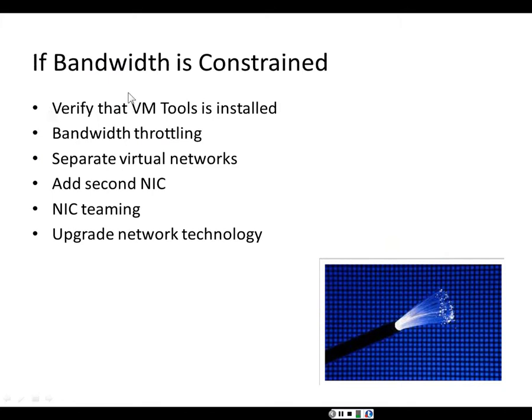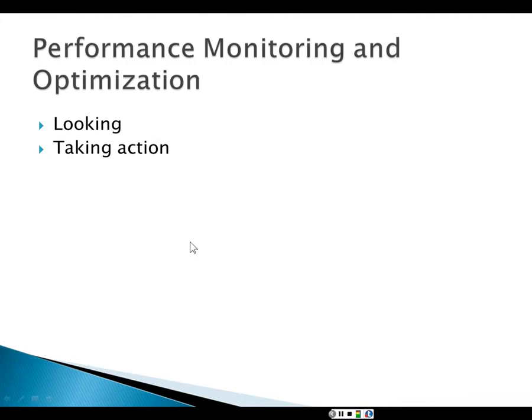Now, if network bandwidth was the problem, then what we should do is, 1, verify that VMware Tools is installed. 2, we could implement bandwidth throttling, which is something that we did with the virtual disks. We could create separate virtual networks, separate VLANs, to separate the virtual machines from each other. We could add a second network interface card and implement network teaming for our production network, or we could upgrade the network technology from 1 gigabit per second to 10 gig.